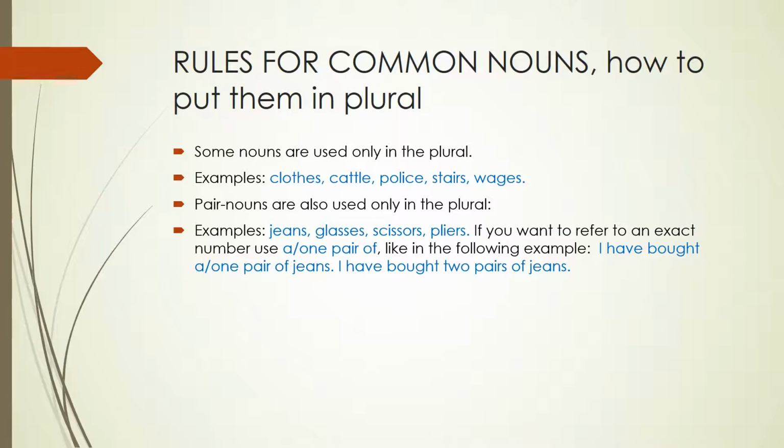If you want to refer to an exact number, you need to use a pair of or one pair of. Like in the following example: I have bought a pair of jeans, or I have bought 2 pairs of jeans.